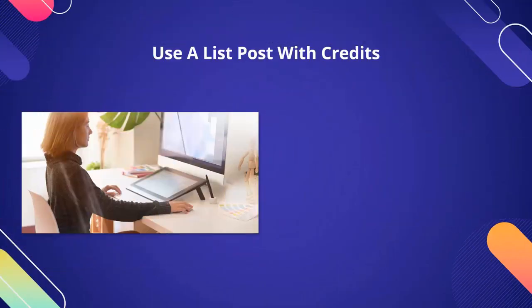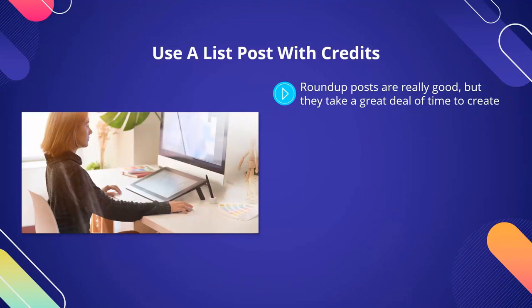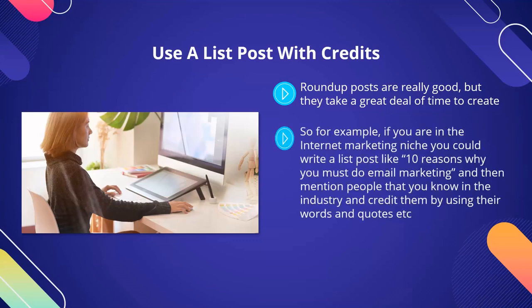Use a list post with credits. Roundup posts are really good, but they take a great deal of time to create. As an alternative, you can create a list post which mentions and provides credit to others without them having to do anything. So for example, if you are in the internet marketing niche, you could write a list post like 10 reasons why you must do email marketing, and then mention people that you know in the industry and credit them by using their words and quotes, etc.